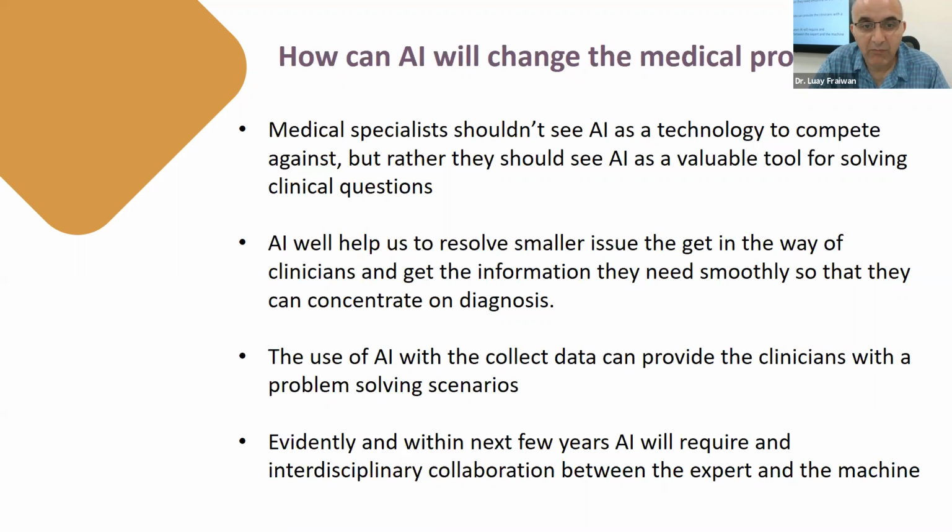So we have to have more than one scenario. AI will help you choose the best scenario, and then it will leave it for you to decide which scenario you want to go for. Because AI will not recognize the organs, for it, it's numbers. For you, you can see what's going to happen and think about it. So guys, evidently within the next few years, AI will require interdisciplinary collaboration between the experts and the machine, the clinician and the machine.